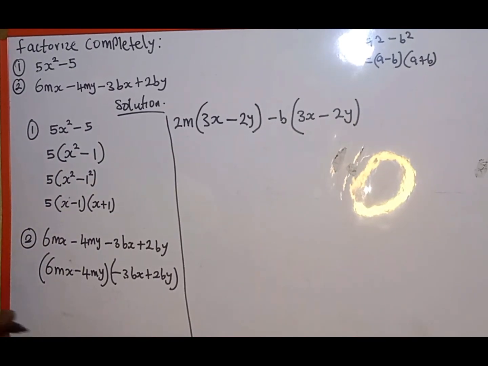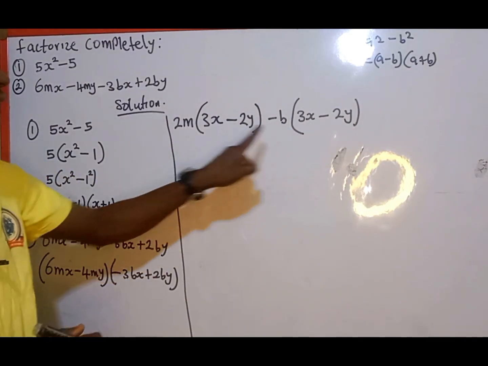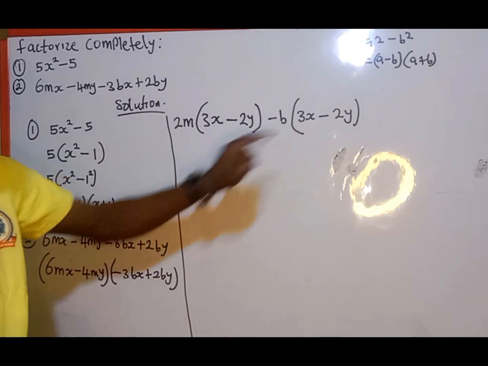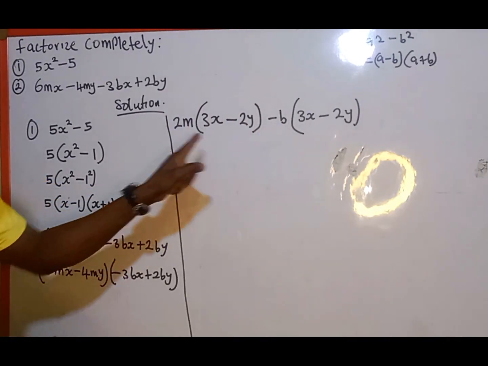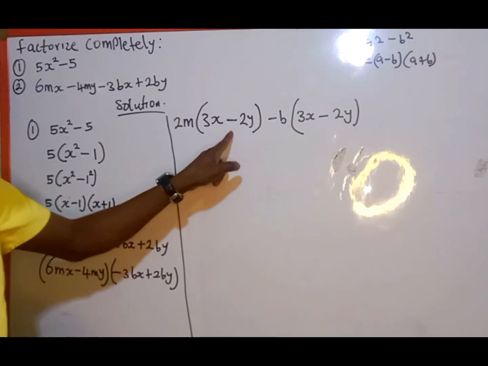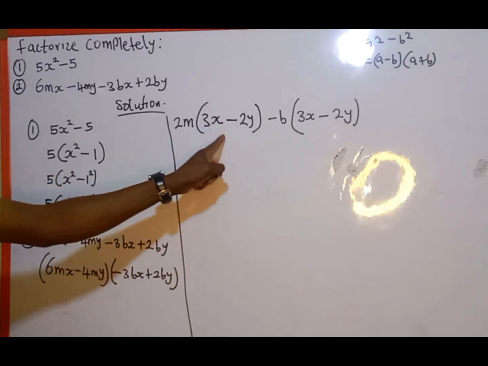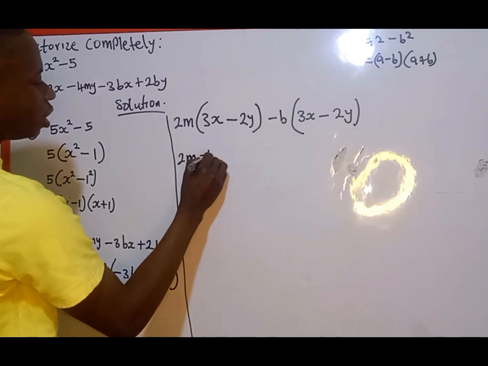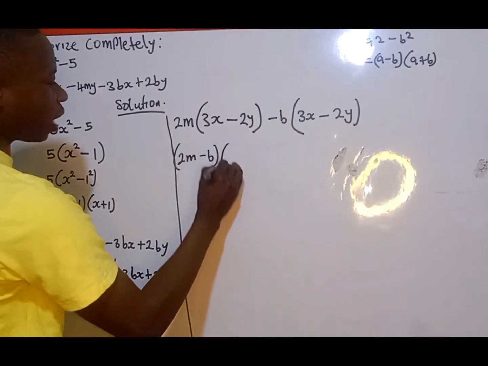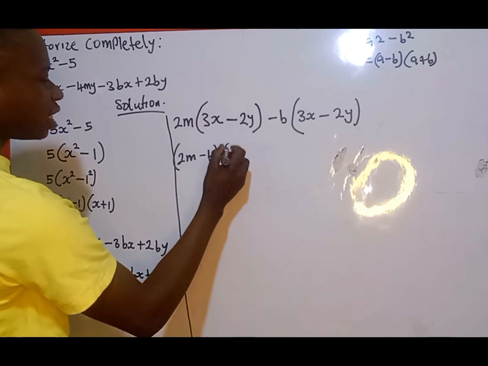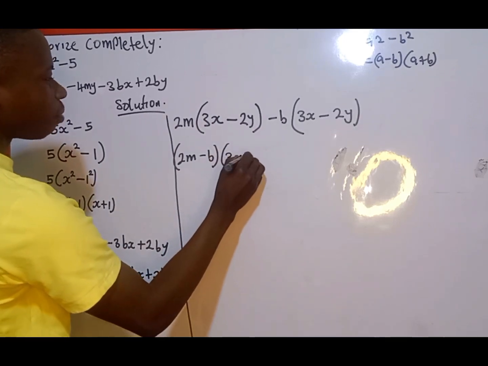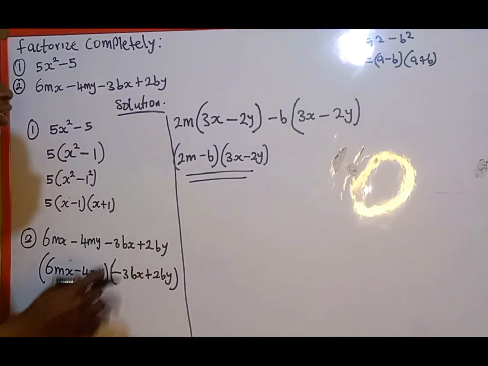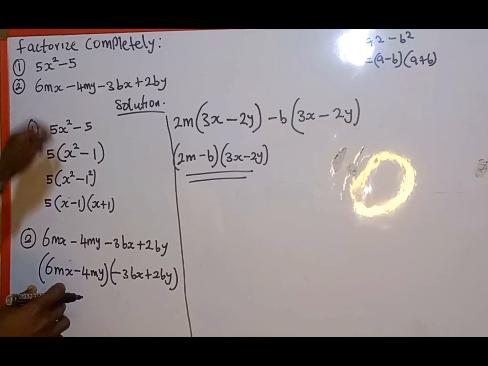The next thing we are going to do, if you check inside these two brackets, we notice that the brackets have the same term. If you are in this situation, what you are going to do is pick the one outside the bracket and put it in a bracket, then you pick one of the brackets because they are the same. So outside the bracket we have 2m minus b, so we bracket it, then open another bracket, then we pick one of the brackets since they are the same. So we have 3x minus 2y. This is the solution to this expression. This is how to factorize this expression completely.